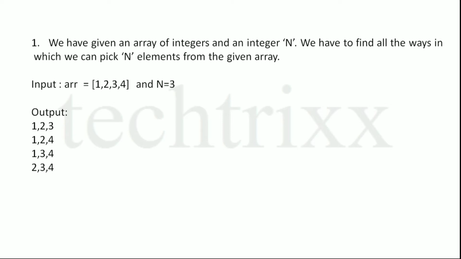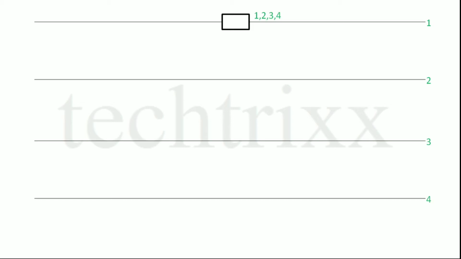To solve this problem, we start from the first element of the array and move towards the last element, and at each stage either we will pick the element on which we are or we will not. Let's understand this with the help of the pictorial representation. So we will start with a blank partial solution, and first of all we are on the first element of the array, that is 1. According to our approach, either we will pick 1 or we will not.